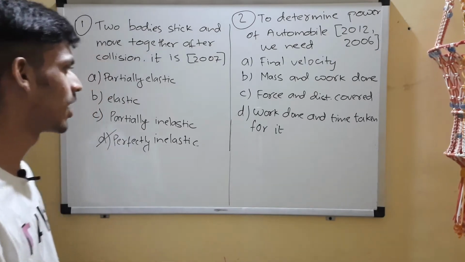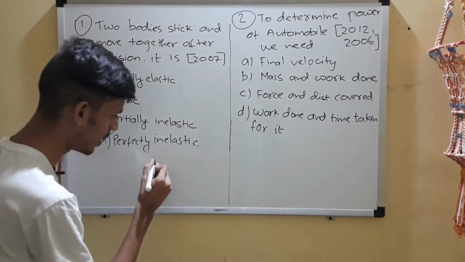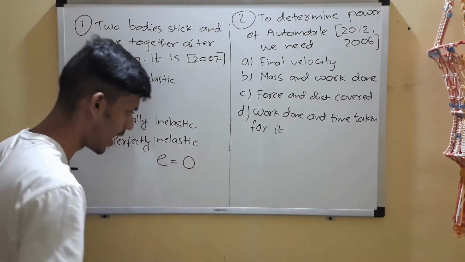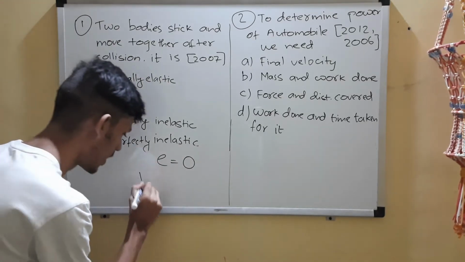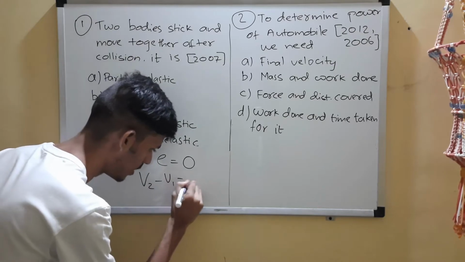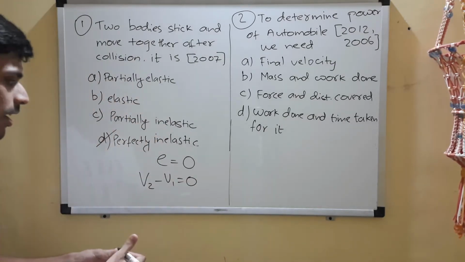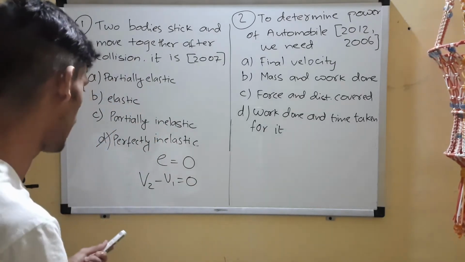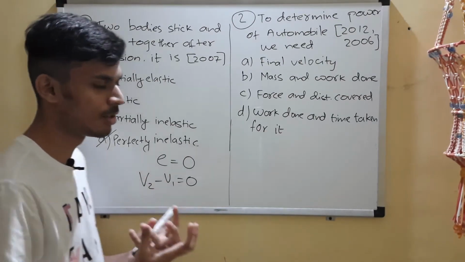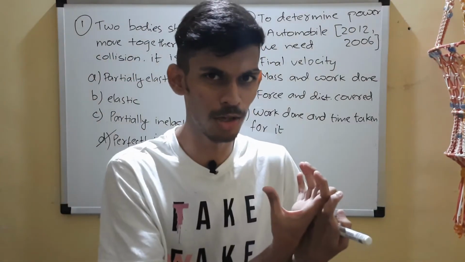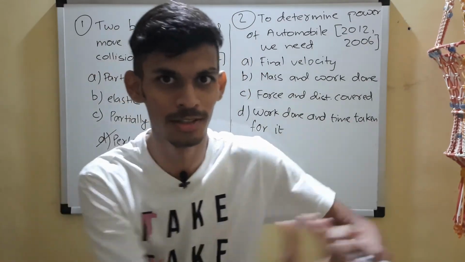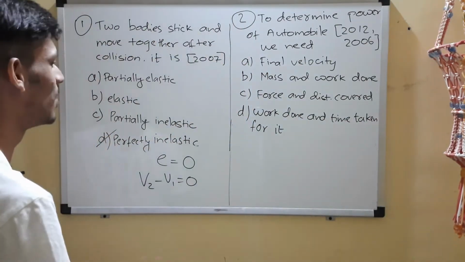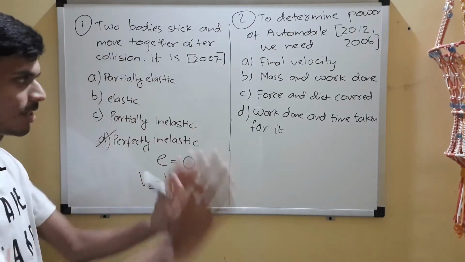Very simple question. You can also look at it this way: the coefficient of restitution has a value 0 for perfectly inelastic collision. From here we can say that the velocity of separation is 0. I'm just explaining it in detail, not needed actually. Velocity of separation is 0 means that the two objects undergoing collision will not be separated, they will move together, right? So simply the answer is perfectly inelastic collision.